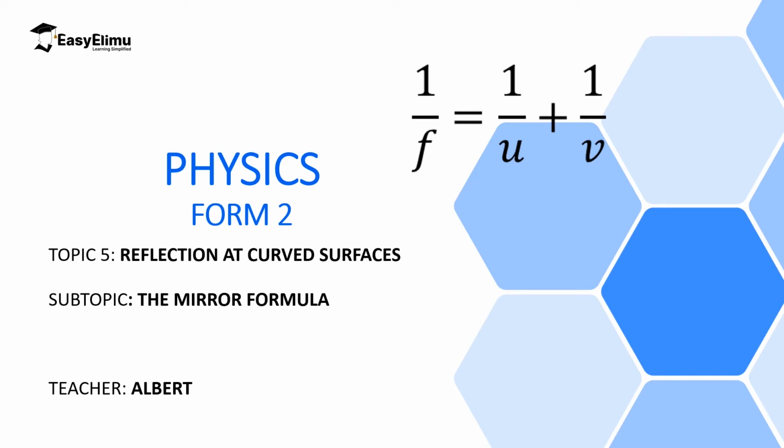Today we are going to discuss the mirror formula, and this is a very important formula because it relates three quantities that we mostly use in curved surfaces and other optical instruments. That is the focal length. It also relates U, the object distance, and V, the image distance. This formula is very universal in optics in general, because when we move to Form 4 thin lenses, we will use it as a mirror formula. It will be the same formula.